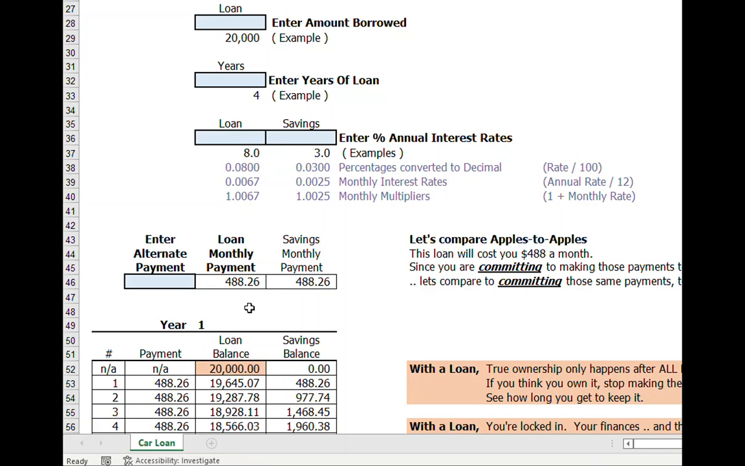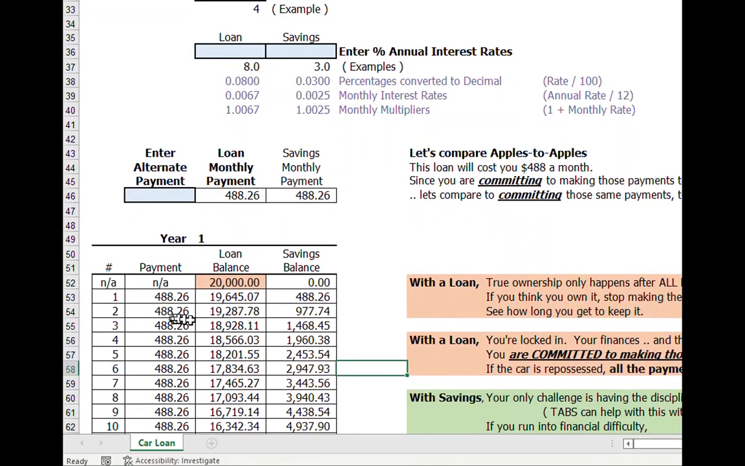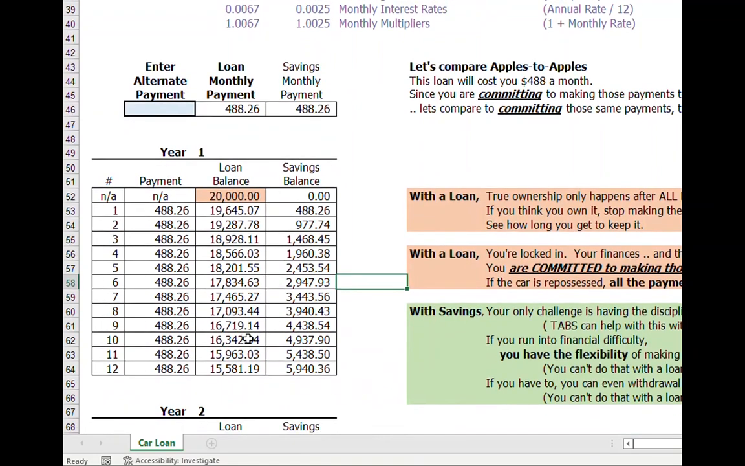Since that's what you pay for a loan, we'll use that same number for a payment to your own savings account. The table then shows running balance for a loan beside the running balance for a savings account. If you keep your current car for just one more year, the table shows that you'll have saved almost $6,000. That's $6,000 that you could add to your down payment for the next car.